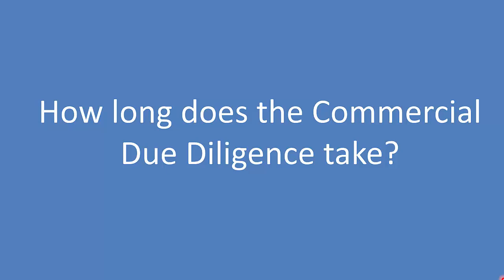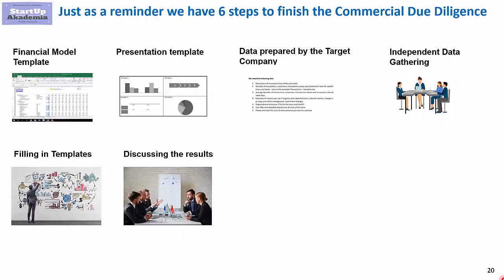How long does the commercial due diligence take? Just as a reminder, we have defined 6 steps that we're going to follow over this course. So we start with the financial model template and presentation template. Then we ask for the data at the target company. We gather data independently. We fill in the templates, and then we start discussing the results with the target company and with the potential buyer.